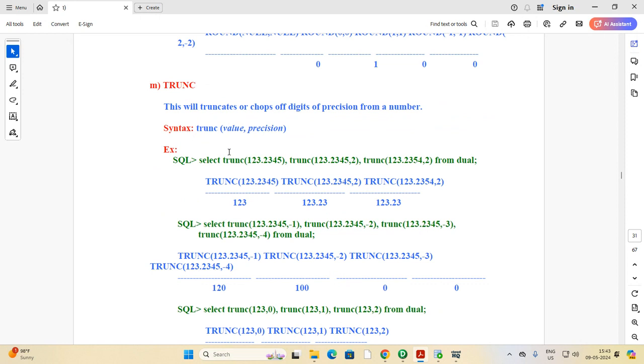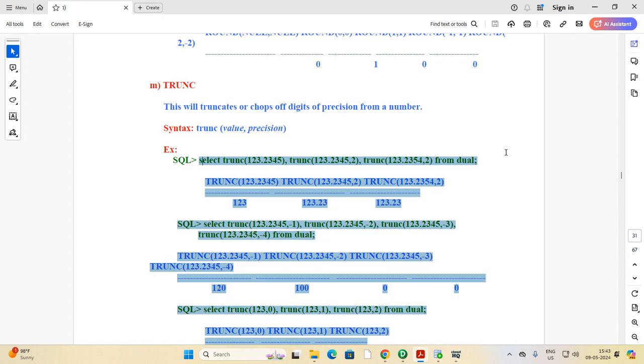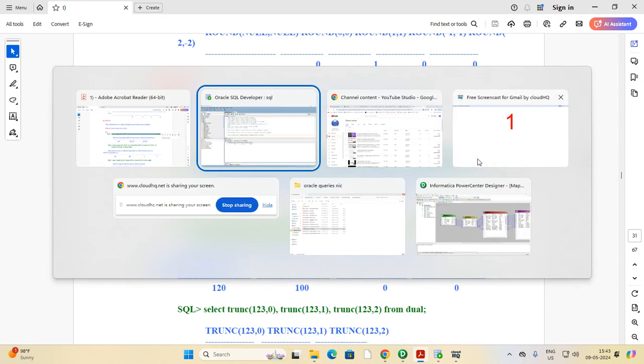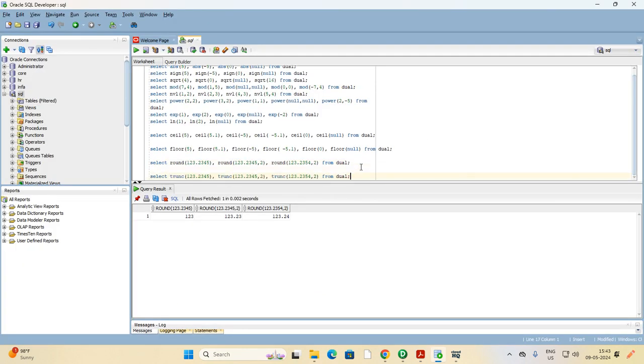Okay, another one is truncate. This will chop the number to the given degree of precision. It truncates the value, and see in the example how it truncates. Look here, 123.2345 truncates to 123.23, and even if we give the digit 5, it gives only 123.23. Round gives the upper value if a 5 or more is there, but truncate truncates exactly up to that place only.